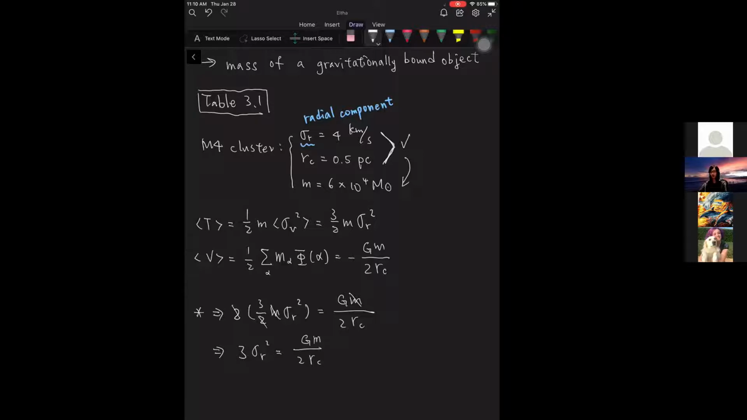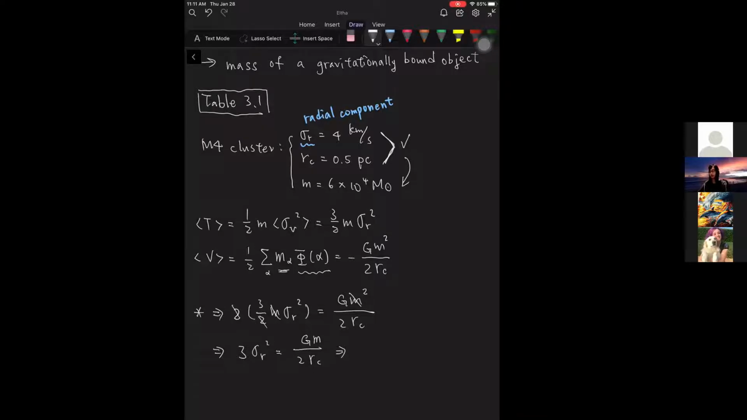Gm over 2r. Oh, sorry, the numerator should be gm squared. Yeah, that was my mistake. Because the potential term here includes an m, and to convert it into the potential energy, here is another m. So there's an m squared in the potential energy term.